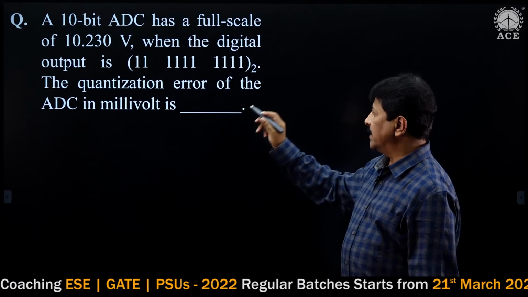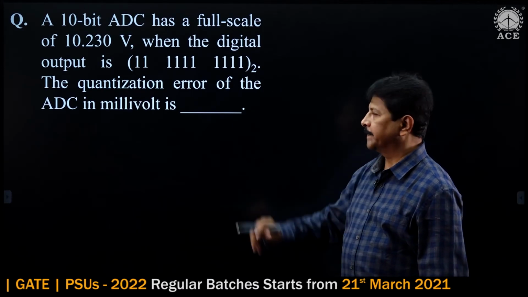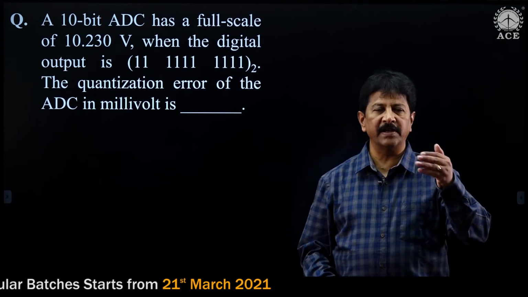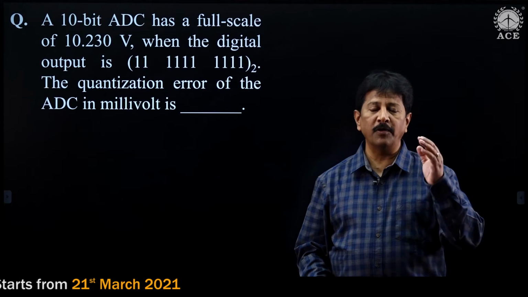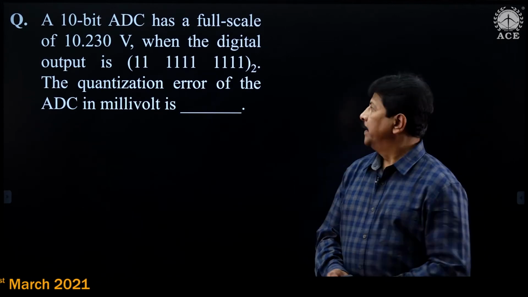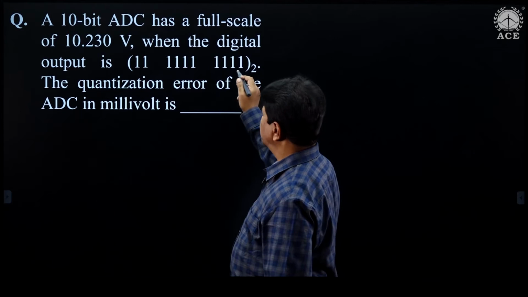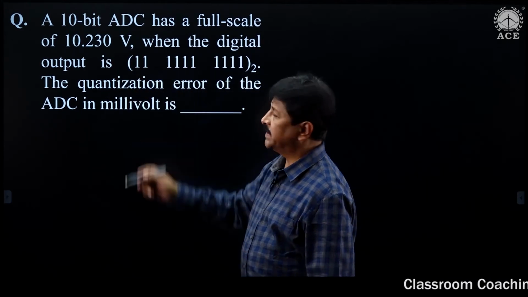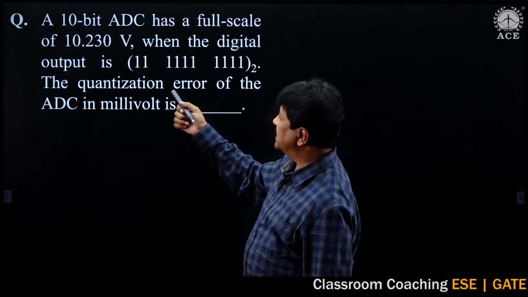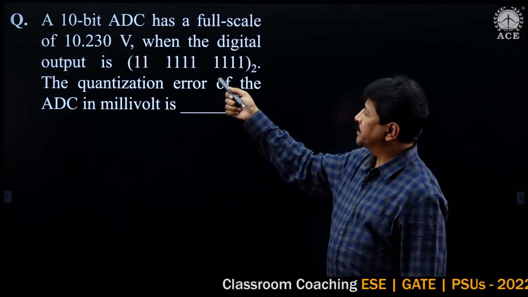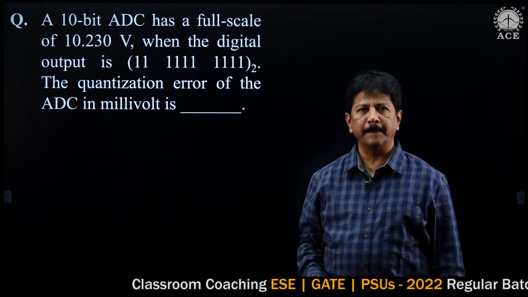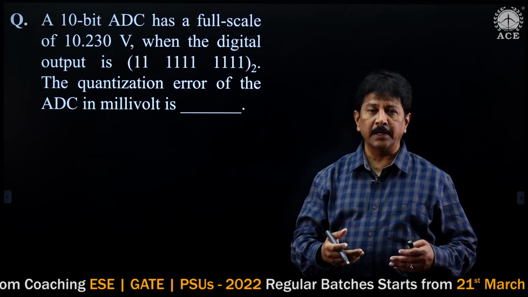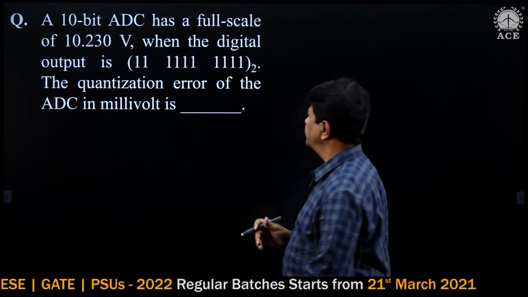The quantization error of the ADC in millivolts is, quantization error is nothing but the plus or minus step size divided by 2. So in this problem, we have to find out what is the step size. He is telling that for this particular input, this much output is coming here. And also, what is the step size of this A to D converter? So step size is given by 10.23 volts divided by 2 power 10 minus 1. Okay, that is going to be the step size. And then quantization error is nothing but plus or minus step size by 2.